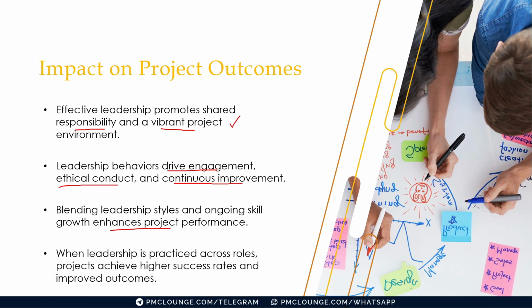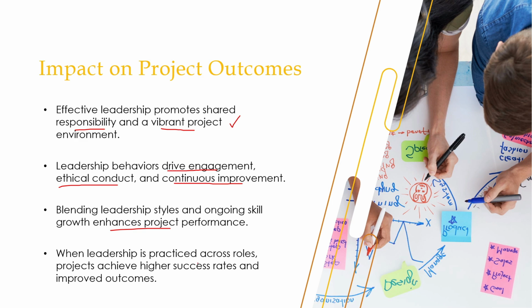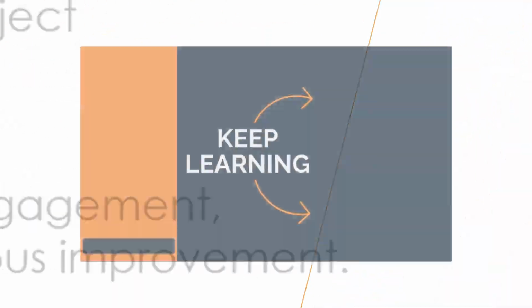When leadership is practiced across roles, projects achieve higher success rates. So instead of having just one leader, when you have leadership across roles, projects are going to be more successful, right? They have higher success rates basically and improved outcomes. So leadership needs to be demonstrated at all levels. It is going to benefit from a unified direction and vision, of course, but it is going to obviously give you better results. So that was all about leadership.